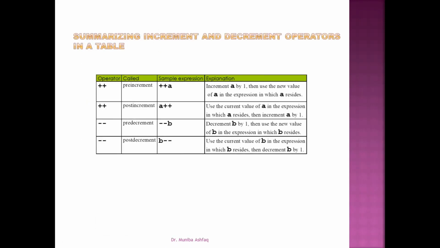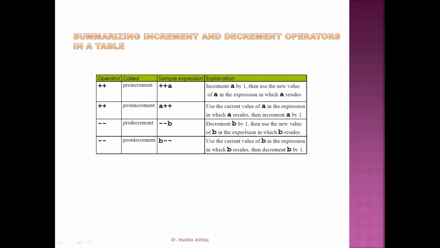Summarizing the increment and decrement operations in a table. If you have plus plus a pre-increment, let's suppose, then increment a by 1, then use the new value of a in the expression in which a resides. Then come towards a plus plus post-increment: use the current value of a in the expression in which a resides, then increment a by 1.